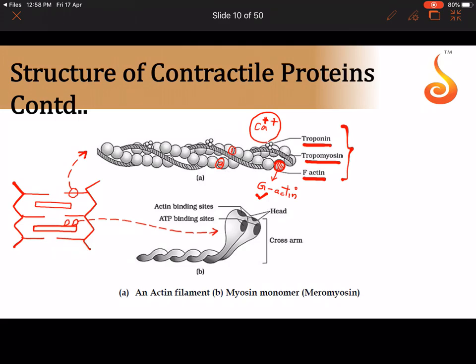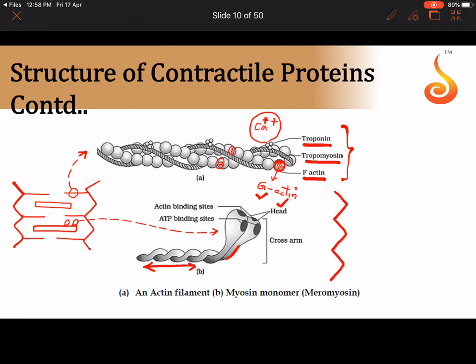Is that clear? So this is how actin looks. And I told you the myosin heads are projecting out. See, these are the myosin heads. They have a cross arm and then they have a tail, isn't it? The tail is called light meromyosin. The cross arm and the head together are referred to as the heavy meromyosin. And now I had also told you one more thing.